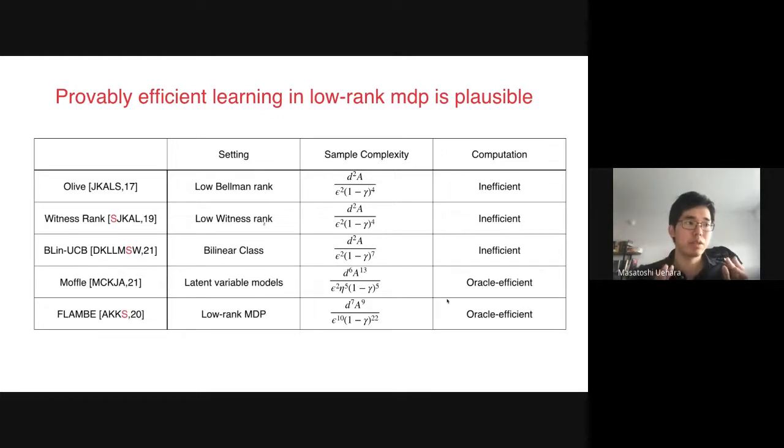And this reduction to supervised learning has led to many successful practical applications in contextual bandits. For example, there are many very nice papers by people at MSR, and these are algorithms that are oracle efficient and really used for real-world applications. So I'm going to say that oracle efficiency is almost equivalent to a computationally efficient algorithm.